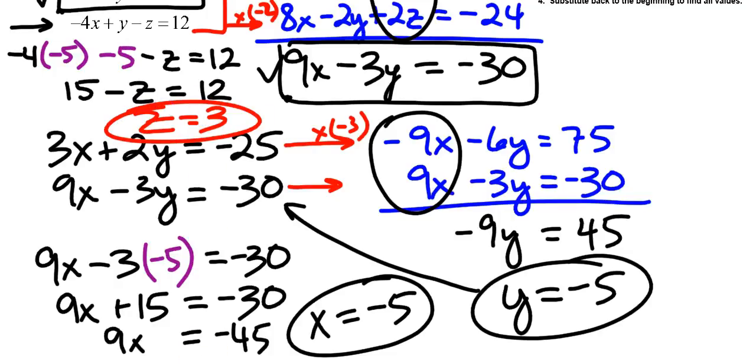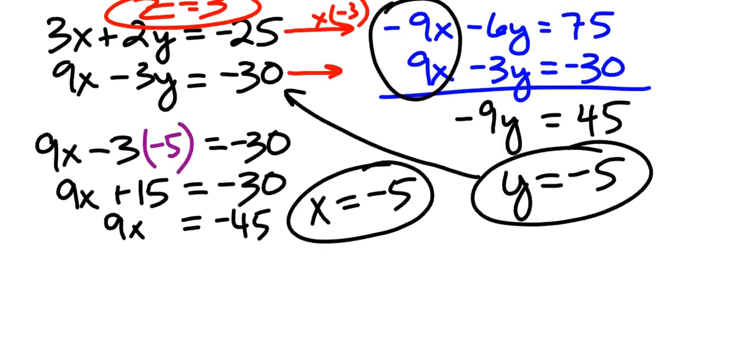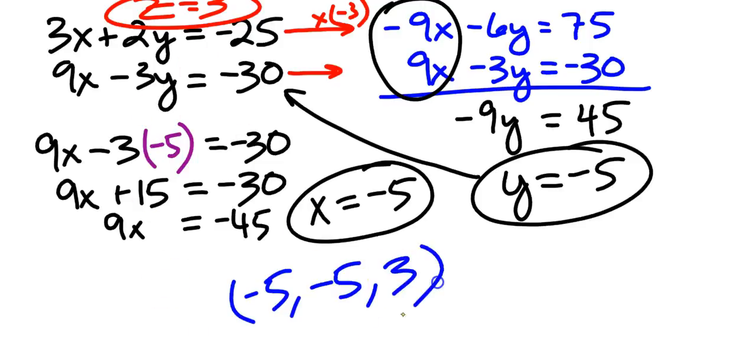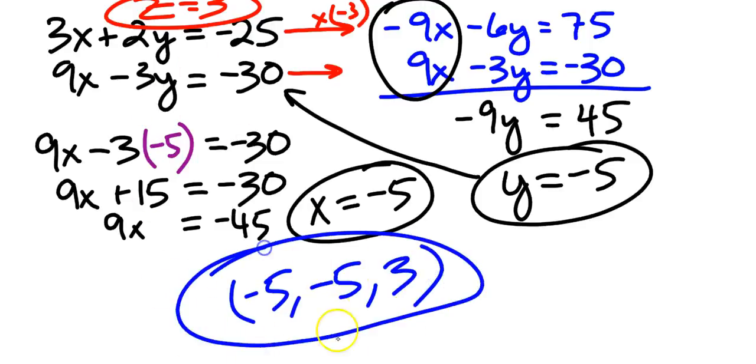So our final solution there, and again, forgive me for cramming it all in one area on the screen, our final solution is going to be negative 5 for x, negative 5 for y, and 3 for z. So we get negative 5, negative 5, 3.